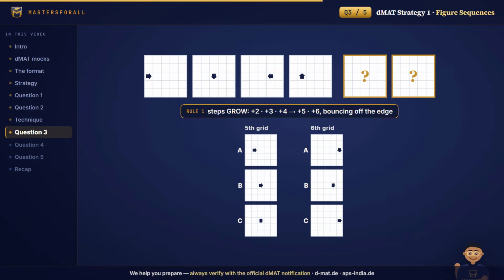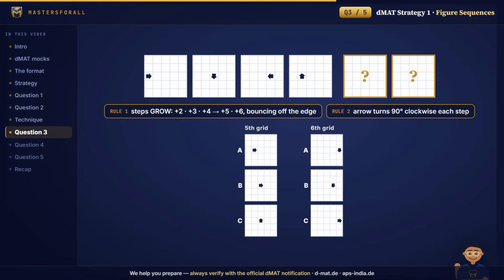Left edge, then 2 cells across, then one more, then it comes back on itself. Look at the gaps. 2, then 3, then 4. The step is growing by 1, that is x plus 1, exactly as the official rules describe it. And when it runs out of room, it does not vanish. It bounces off the edge and travels back the other way.